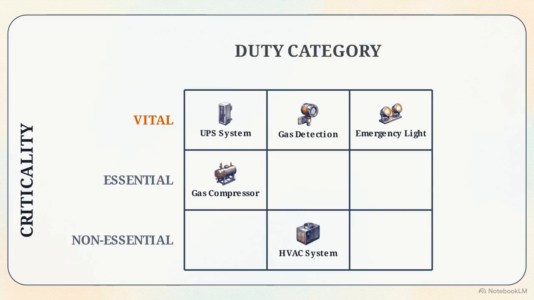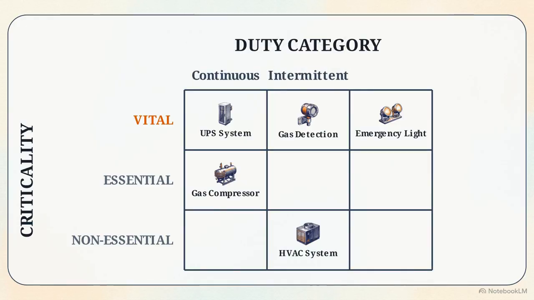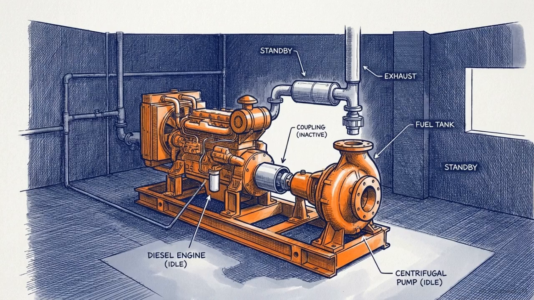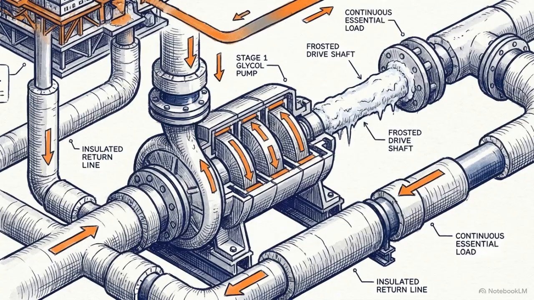The x-axis introduces the second dimension, duty category. We classify the operational state of these loads as continuous, intermittent, or standby. We map the equipment this way because a vital load that sits almost entirely on standby, like a diesel fire pump, requires a completely different power reserve calculation than an essential load that runs continuously, like a glycol circulation pump.